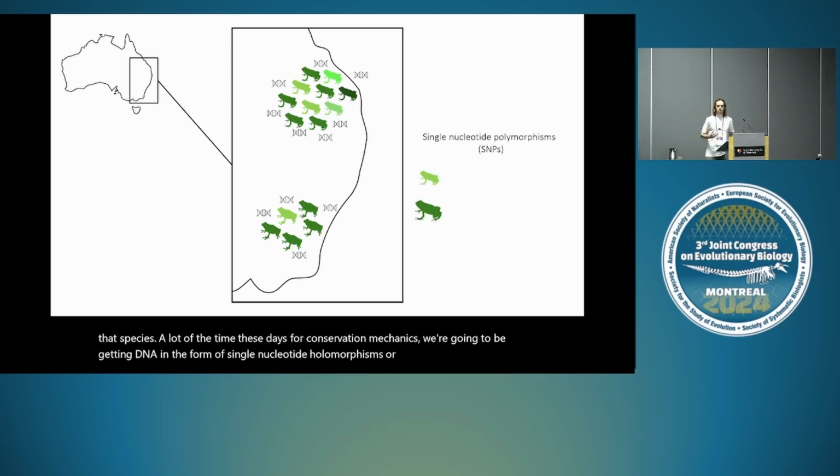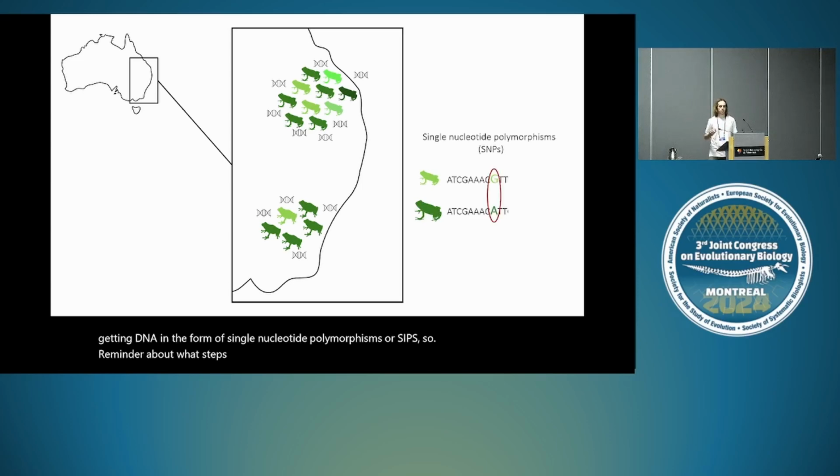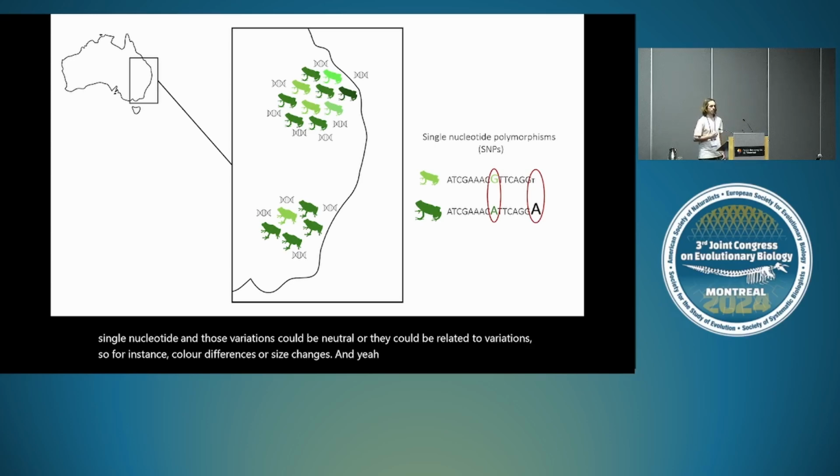So just a brief reminder about what SNPs are. Basically, they're those parts of the genome which vary just at a single nucleotide. And those variations could be neutral or they could be related to variation, so for instance, color differences or size changes. They're basically a really useful form of data which we can use to tell a lot about a species.